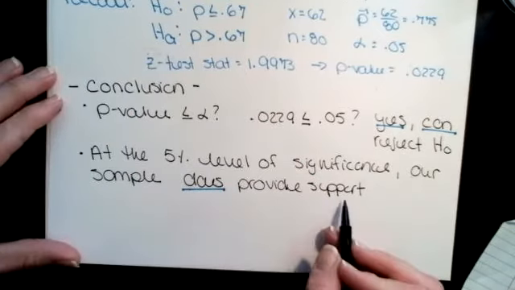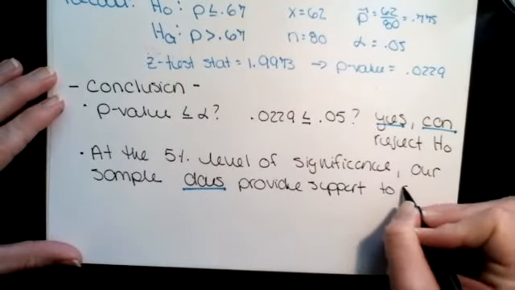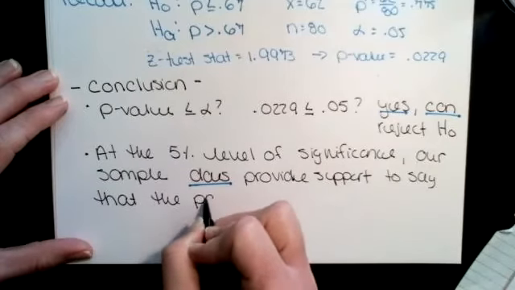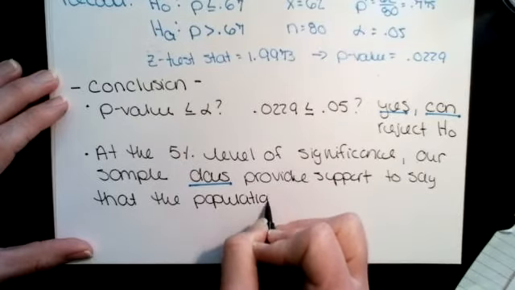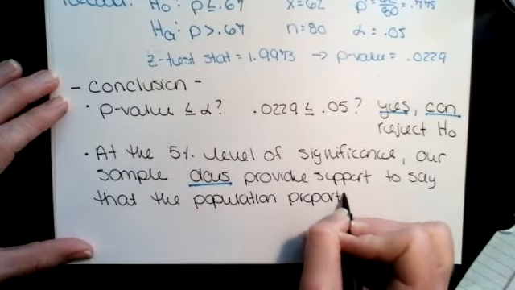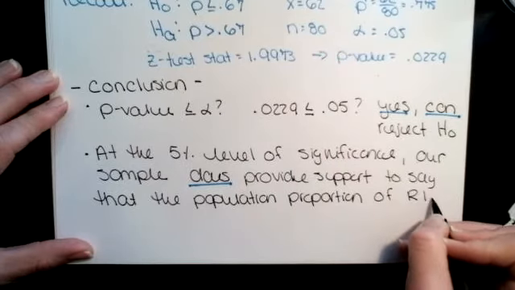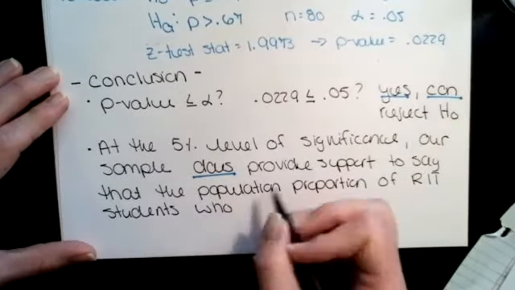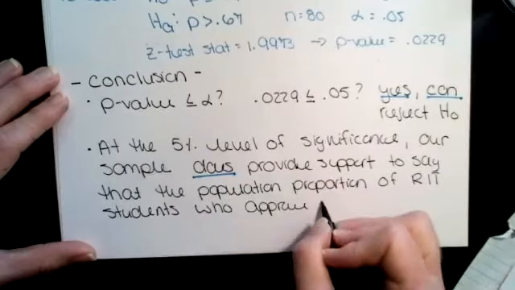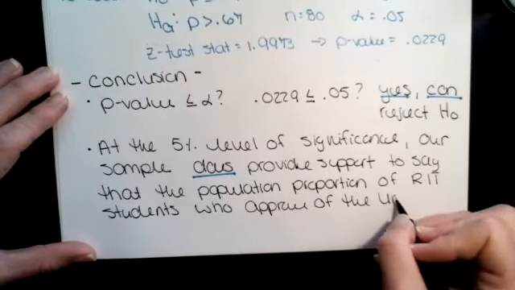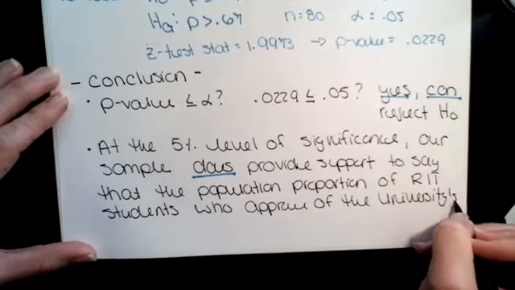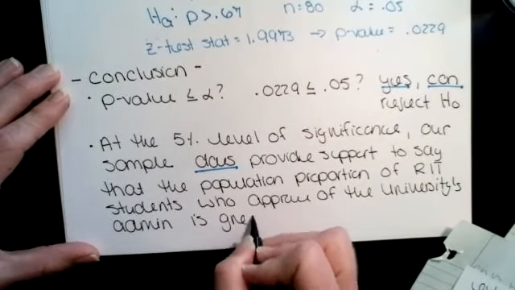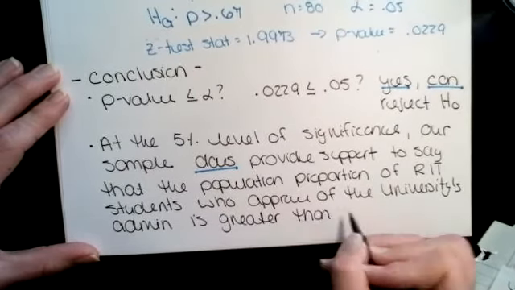So that's what I'm gonna write. So my sample does provide support to say that the population proportion of RIT students who approve of the university's admin is greater than 67%.